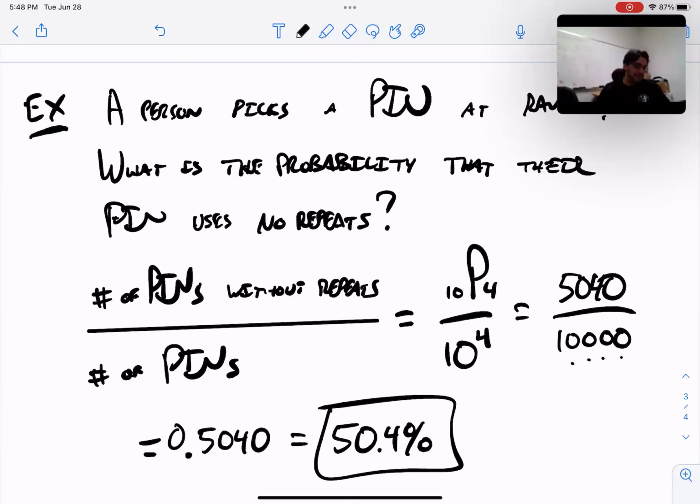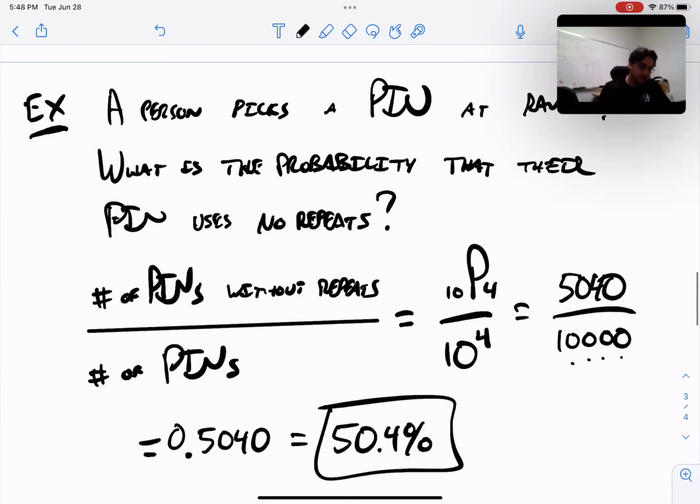You might think that having a repeat is kind of special somehow, and that most of the time you're going to have 4 different digits. But the thing is, 10 isn't that large compared to 4. So in this case it's just about equally likely that you'll have a repeat as that you won't have a repeat. All right, there we go.